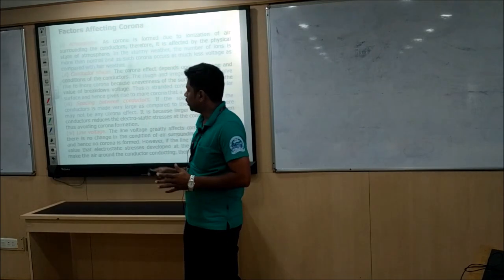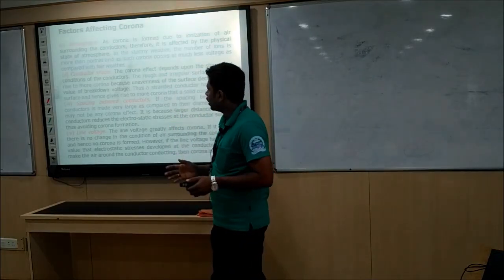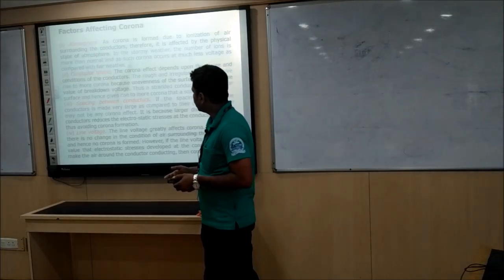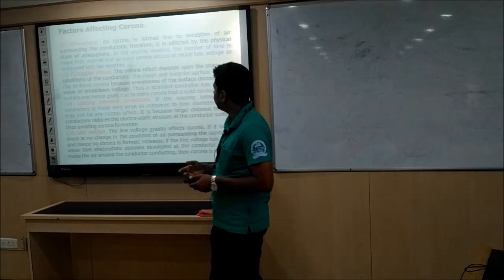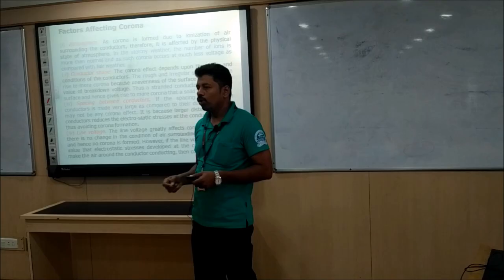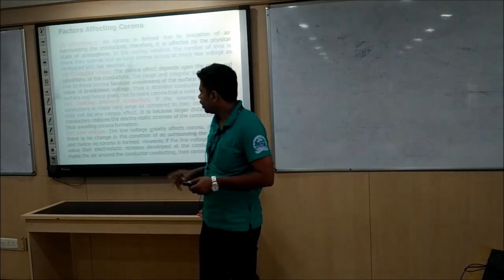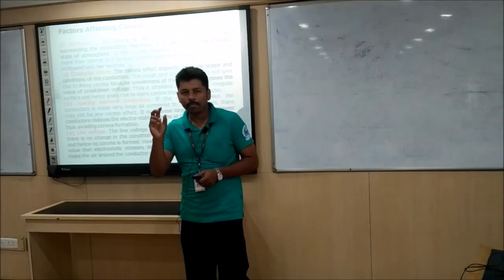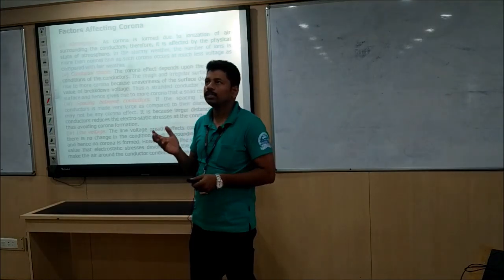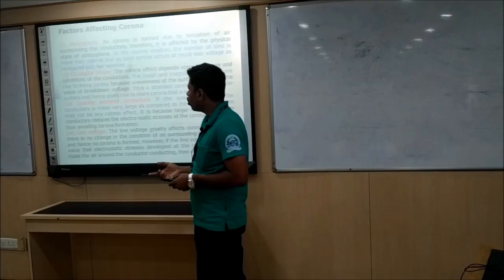The first one is the atmosphere. Obviously, because of the atmospheric climate condition, in stormy weather the number of ions is more than normal, and corona occurs at much less voltage. Even below the critical disruptive voltage, due to atmosphere, there is a possibility of corona. The next one is the conductor shape. If it is a polished surface, the occurrence of corona is somewhat less. If it is a rough surface, then the possibility is more.